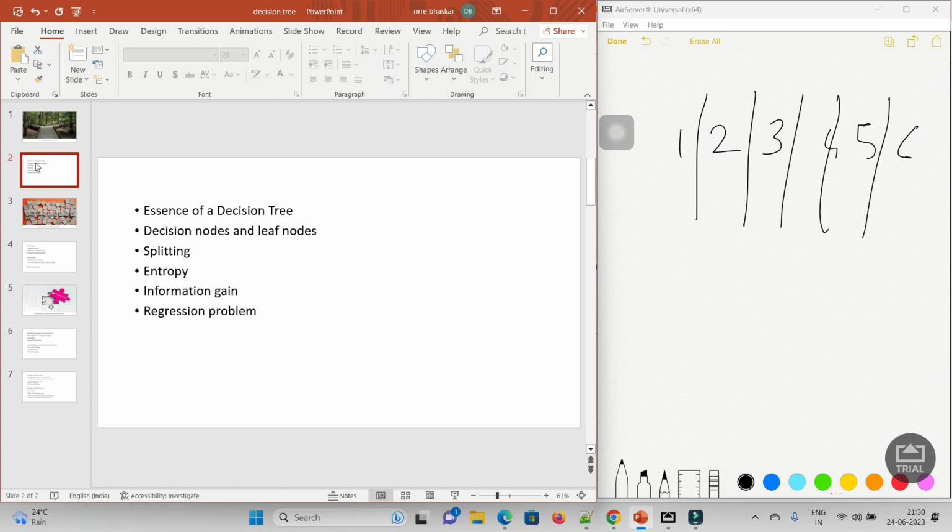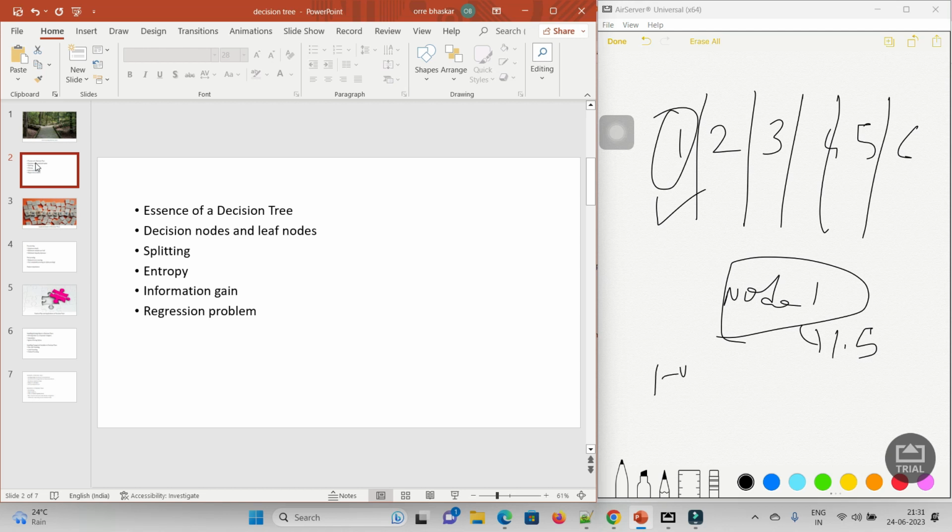So we take node 1. Node 1, split is 1.5. So 1, is it greater than 1.5? No. So 1 negative. 2, 3, 4, 5, 6 will be greater than 1.5. So 5 positive. So we converted the regression problem into a classification problem.